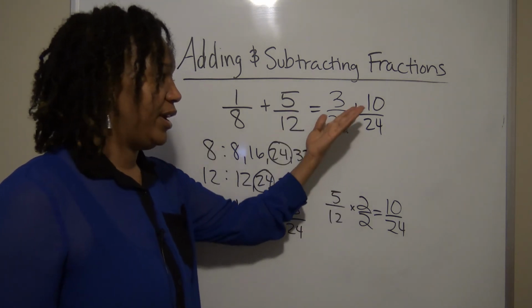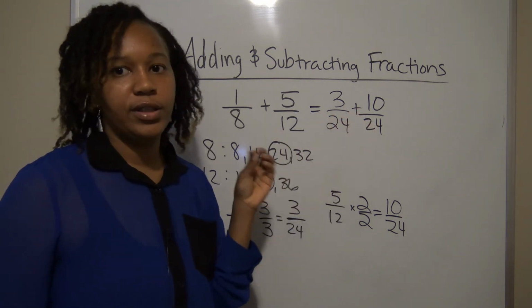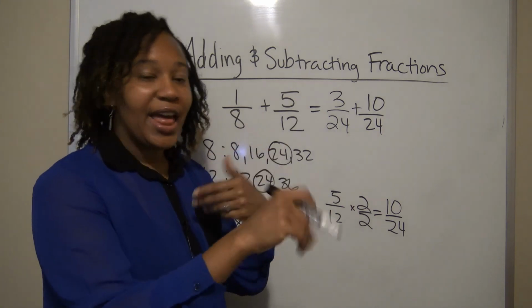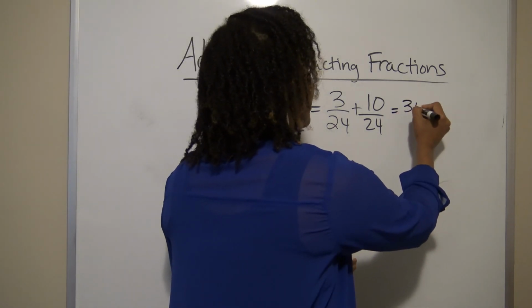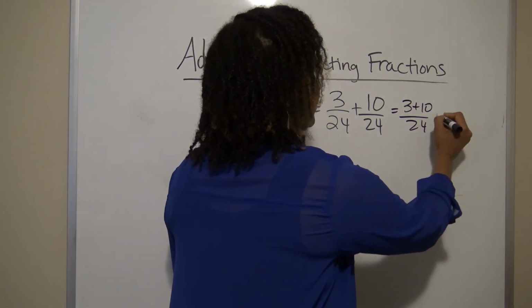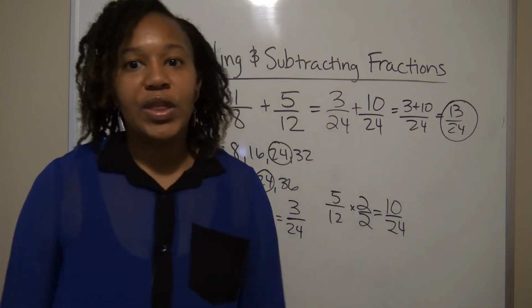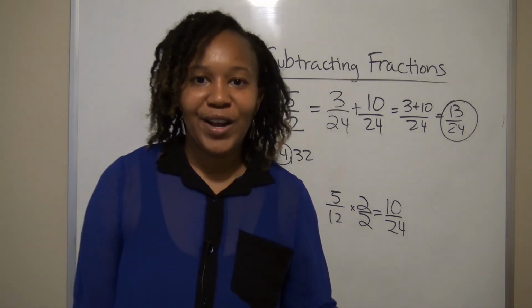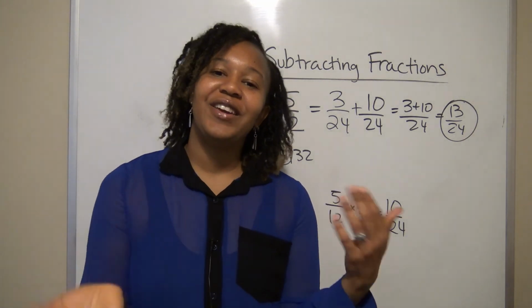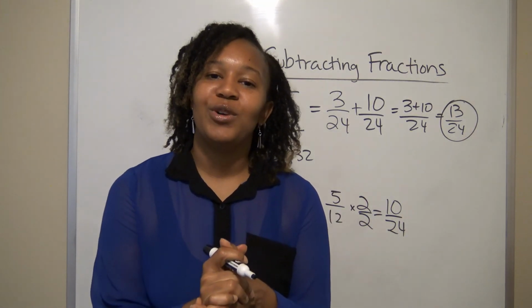So I end up with 3 over 24 plus 10 over 24. The denominators are the same, so I can add those numerators together: 3 plus 10. The denominator stays the same, and so that becomes 13 over 24. That is how you get 13 over 24 as a solution. Hopefully you get it now, and hopefully you can catch where you made your error.